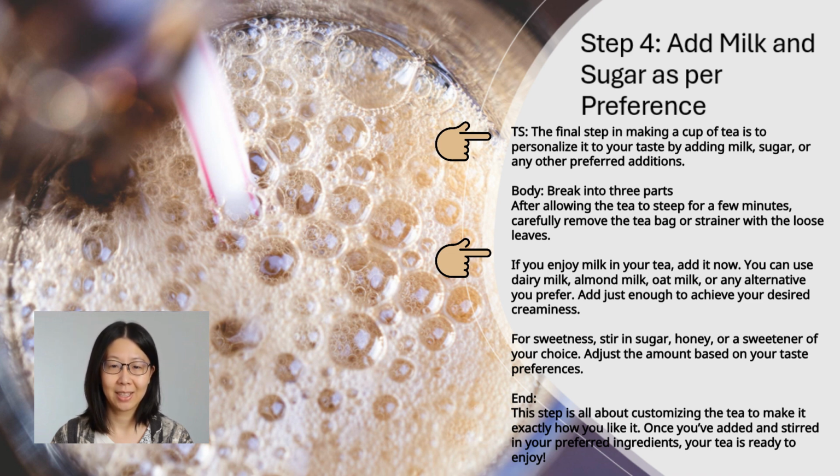For sweetness, stir in sugar, honey, or a sweetener of your choice. Adjust the amount based on your taste preferences. This step is all about customizing the tea to make it exactly how you like it. Once you've added and stirred in your preferred ingredients, your tea is ready to enjoy.